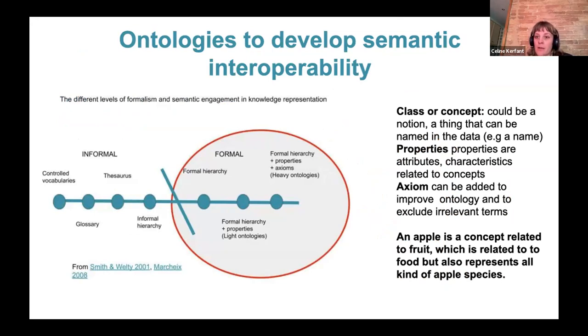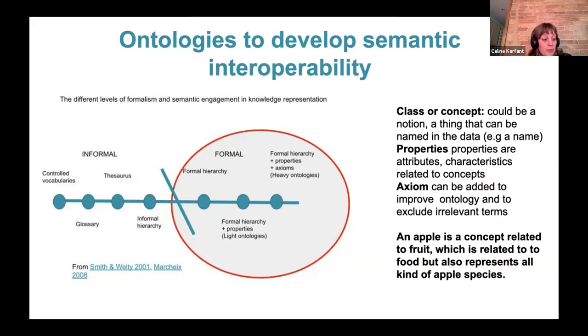It is not only the identifications and the classifications of concepts that matter, but also the properties attached to them. For me, it's easier to think about properties as attributes or characteristics related to concepts that establish kind of rules or constraints that will form the extension of the concept. For example, an apple is a concept related to a fruit, but it is also related to food, and it can also represent all kinds of apple species.